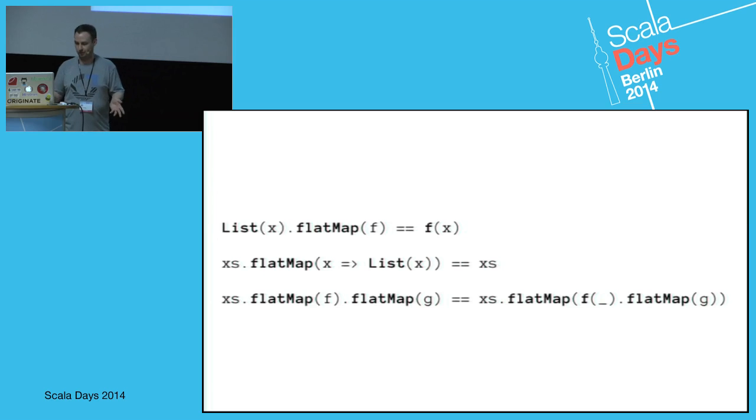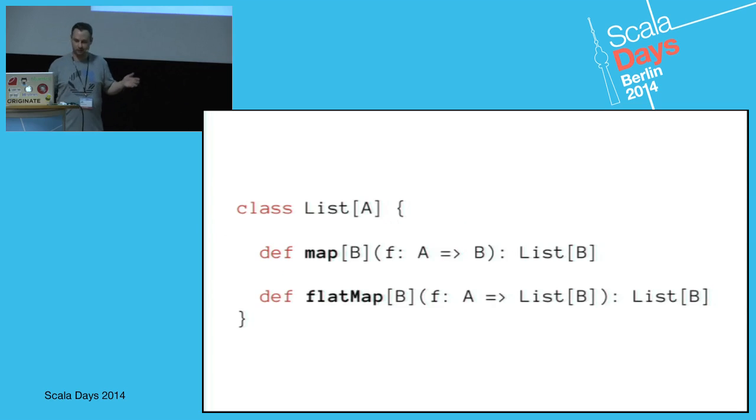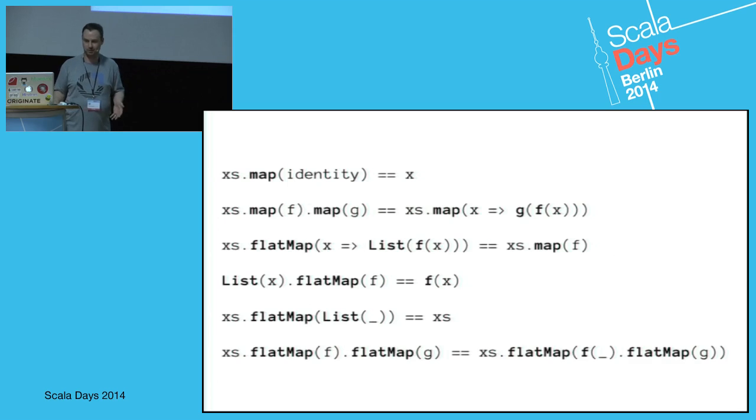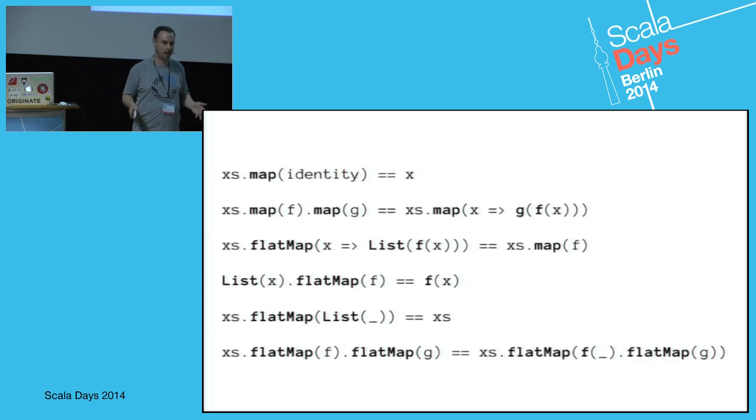And it has an associative property which says if you flat map with an f and then flat map the result of that with a g, it's equivalent to flat mapping with a function that applies f to its argument and then flat maps g to that. So these two signatures for map and flat map, along with all of these properties for how they operate and relate to each other, make list a monad.